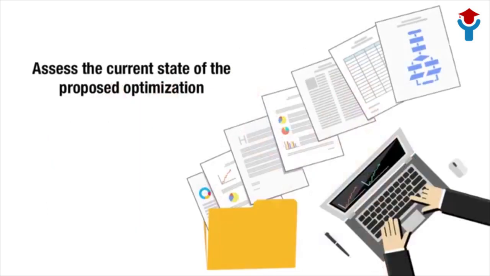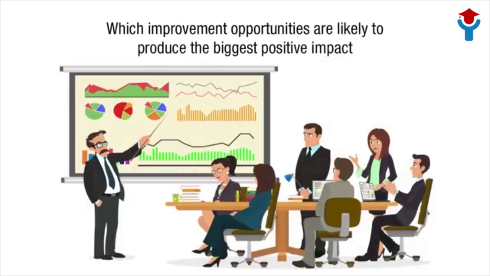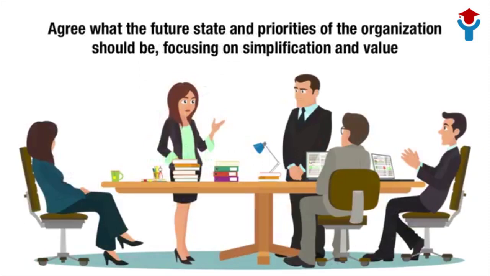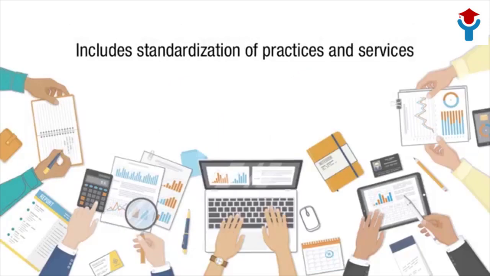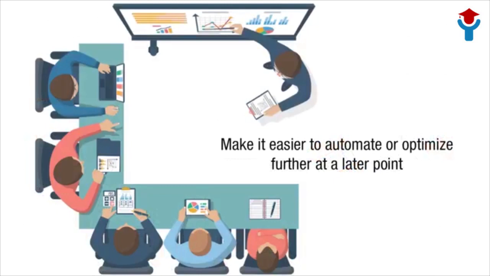Assess the current state of the proposed optimization. This will help to understand where it can be improved and which improvement opportunities are likely to produce the biggest positive impact. Agree what the future state and priorities of the organization should be, focusing on simplification and value. This typically also includes standardization of practices and services, which will make it easier to automate or optimize further at a later point.